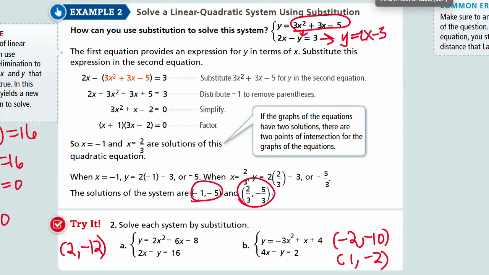Okay, that was solving a linear quadratic system using substitution in example 2. We'll continue with example 3, the application problem, in the next video.